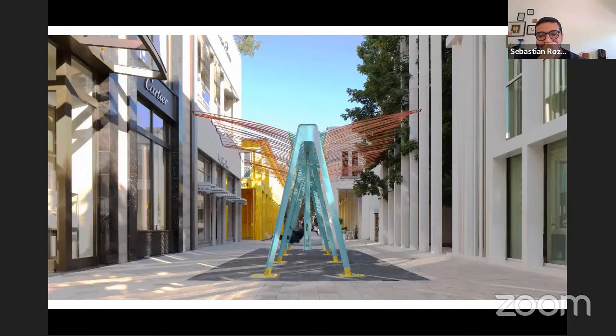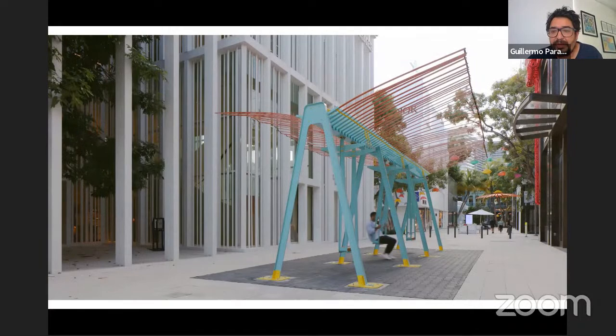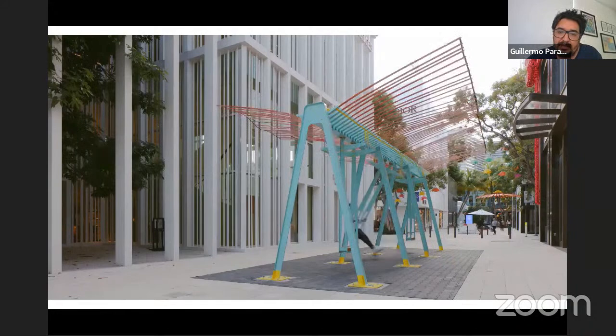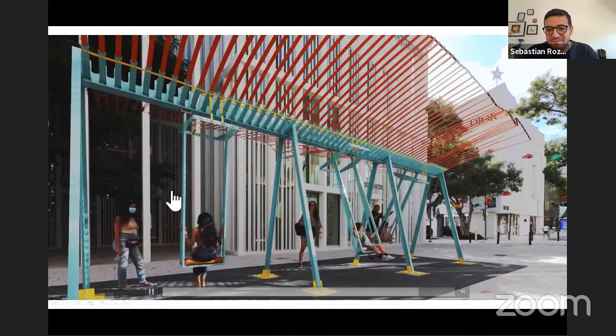So basically this project invited us to think about the impact that our actions have on our environment. That was the main idea. So when you swing, you interact with the piece, pulling the ceiling and creating these kinds of waves. The video is a bit choppy.